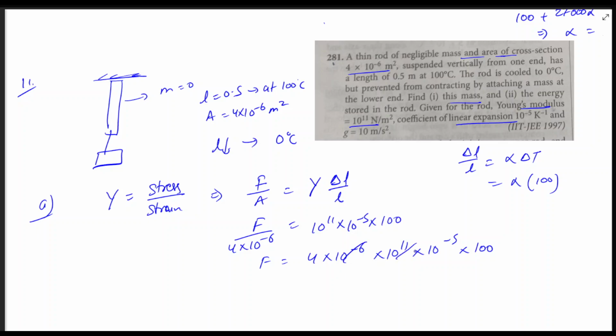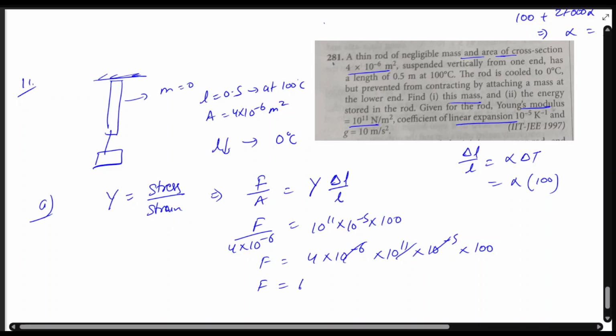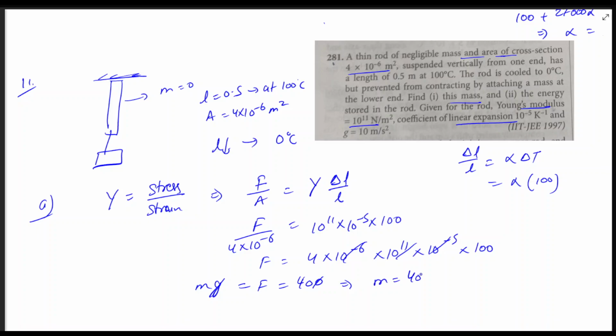Okay, so we'll just cancel them. So force will be acting 100 and this force will be balanced by mg. So g will get cancelled. So we have m as 40 kg. Easy, right? Now energy we can find.